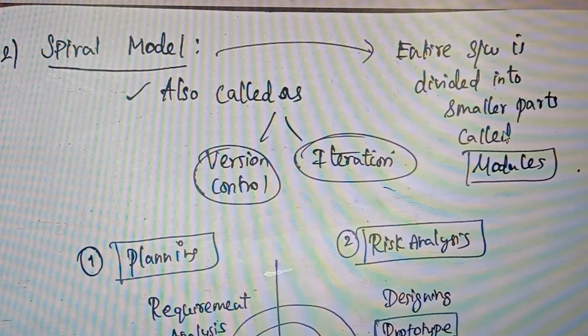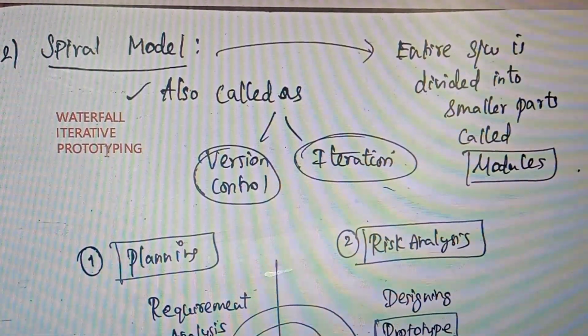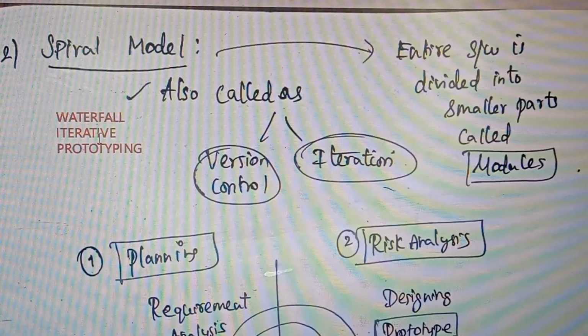So this spiral model is a combination of all three models: waterfall, iterative and prototyping. The spiral model is especially used in the gaming industry, and it is also used in Microsoft and OS versions. There are totally four phases in the spiral model.